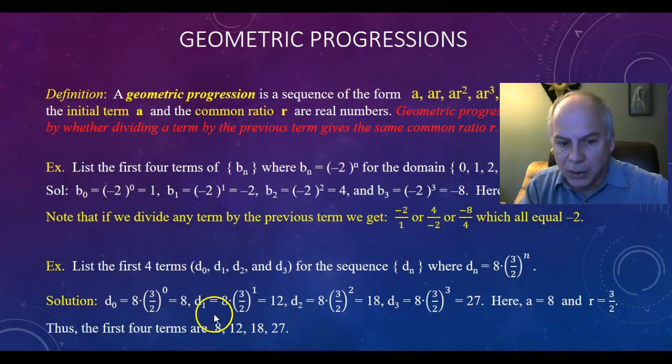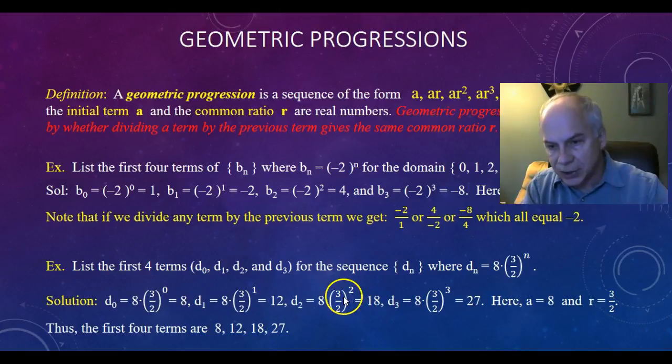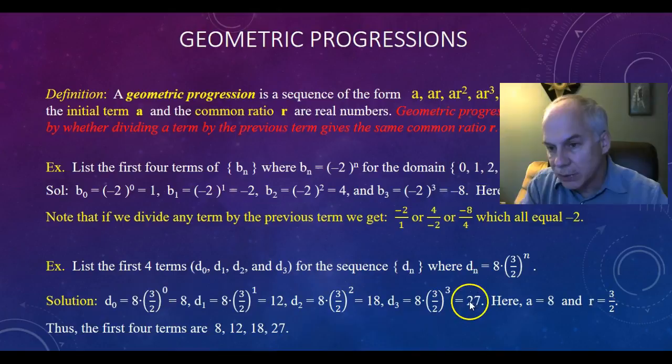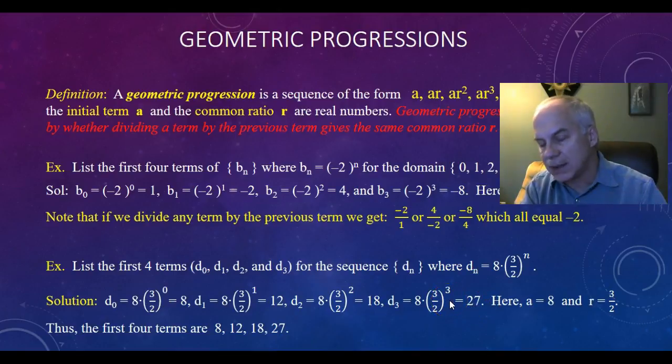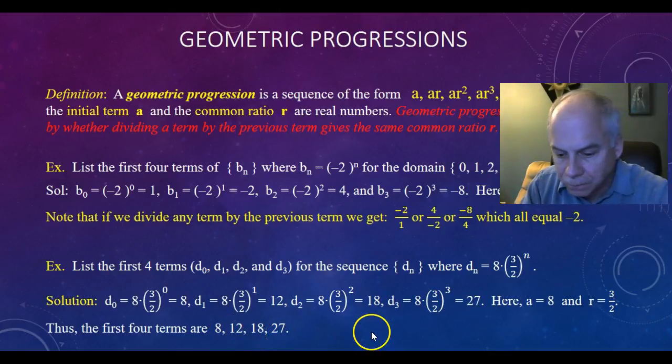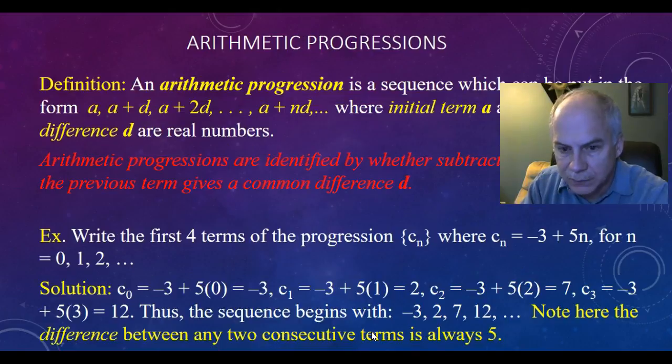And you can see that we're multiplying by an additional 3 over 2 every time. We're raising the power on the 3 over 2, so that in essence is multiplying by 3 over 2. Anyway, the first four terms are these listed. Oops, sorry.